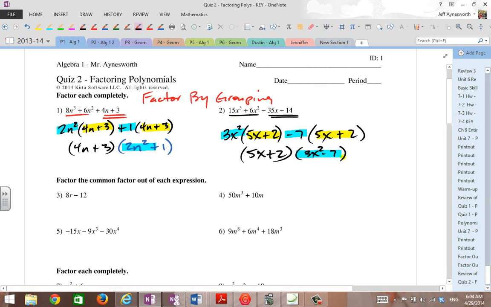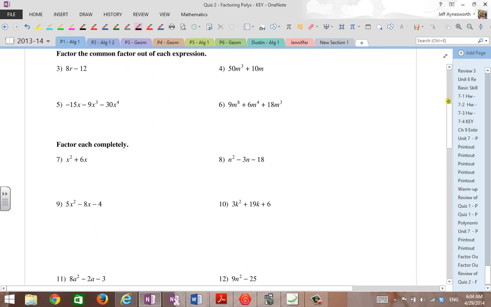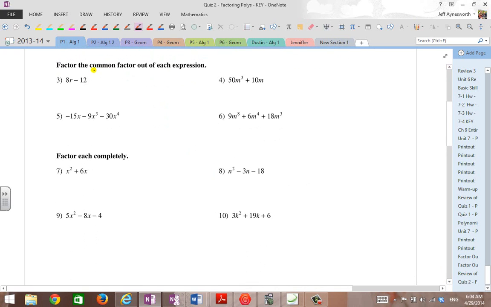That's called factor by grouping, guys, okay? We've been working on it for 2 weeks now. It's all about how to factor out the greatest common factor, okay? Now in this one here, it's not a trinomial, so we don't do what I just said. We just factor out what's in common.